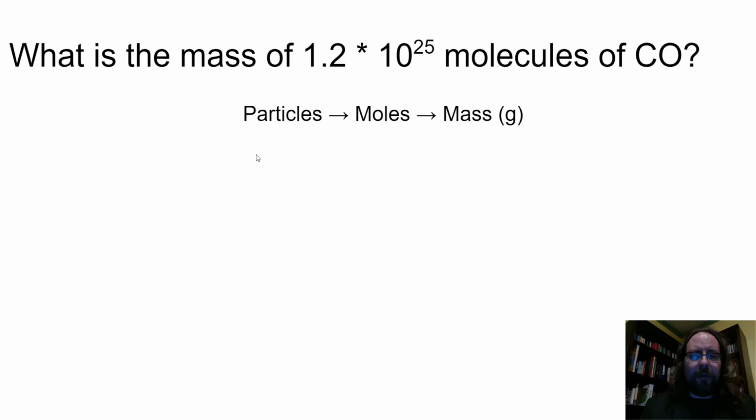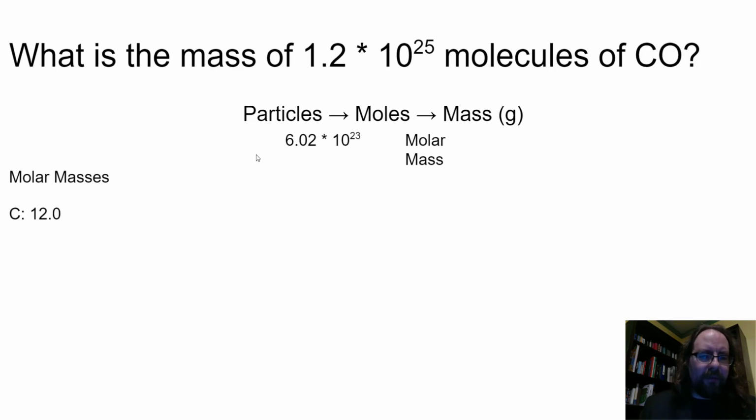And from particles to moles, we're going to need our Avogadro's number, 6.02 times 10 to the 23rd. And as always, when we go from moles to mass, we're going to need our molar mass. So anytime we need molar mass, we should start by finding the molar mass of the compound in question. So let's get our molar masses ready. So I know that carbon, looking at my periodic table, is a molar mass of 12.0 grams per mole. And oxygen, as we saw before, is 16.0 grams per mole. So the total molar mass of carbon monoxide is 20.0 grams per mole.